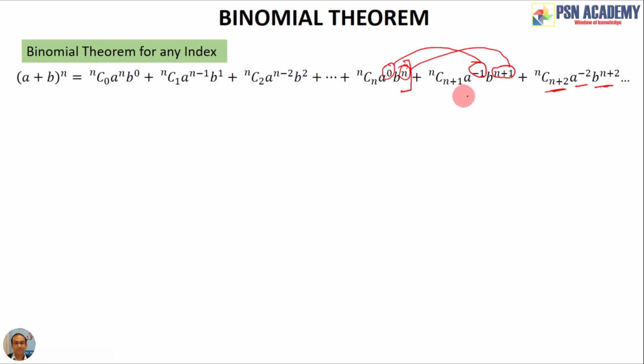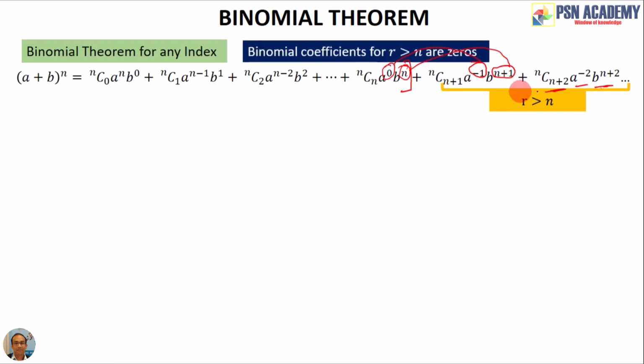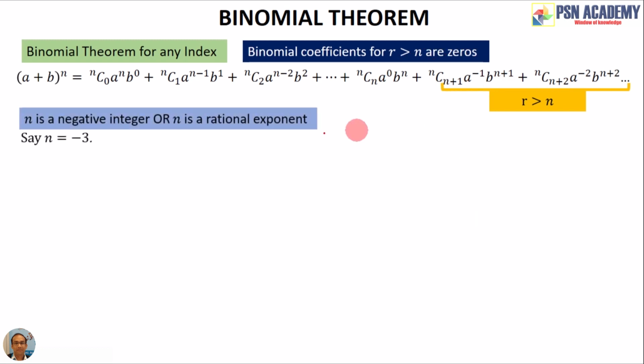Now if I forcefully write these expressions, does it matter? No. Why? Because beyond the value of n, where the r moves, all these expressions are zeros. That means this binomial coefficient is 0, this binomial coefficient is 0. Because when nCr is there, where r is greater than n, then this binomial coefficient will give you 0. So if you continue with the terms beyond n, all these terms will be equal to 0. Clear?